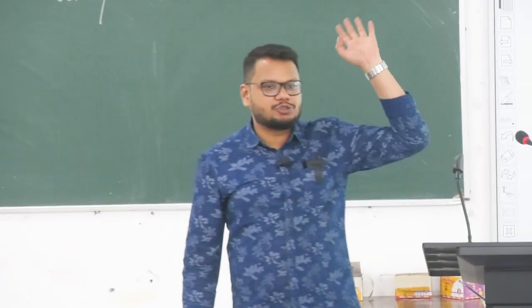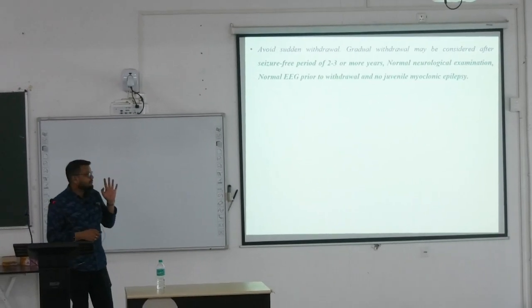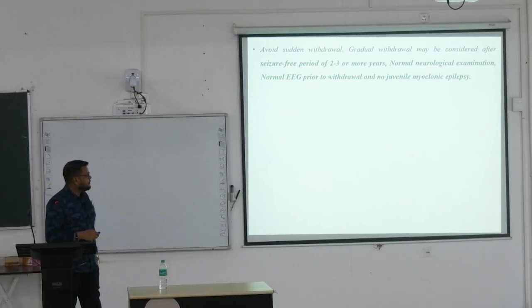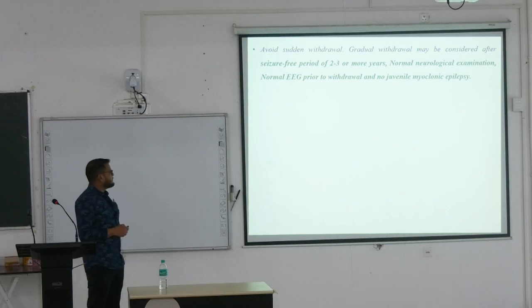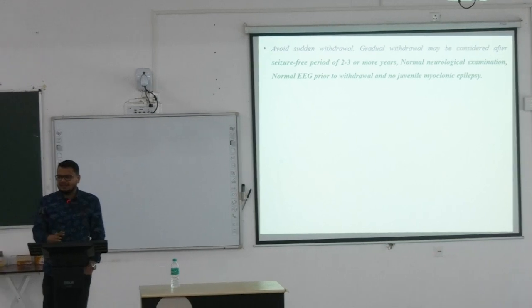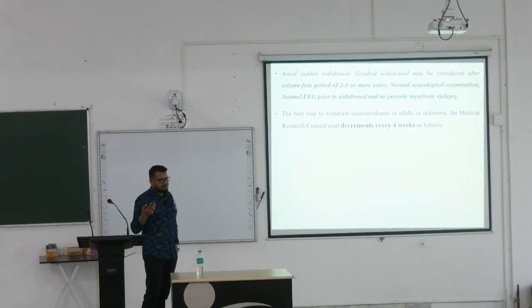Avoid sudden withdrawal. The patient has been on phenytoin for 3 years with no seizures; stopping it suddenly is very bad because it will recur. Gradual withdrawal may be considered after seizure-free periods of 2 to 3 years. Okay, normal neurological examination, normal EEG prior to withdrawal, and no juvenile myoclonic epilepsy. So gradual withdrawal is very important. No abrupt stopping. You cannot suddenly stop a running drug. The best way to withdraw anticonvulsants in adults is unknown, basically.